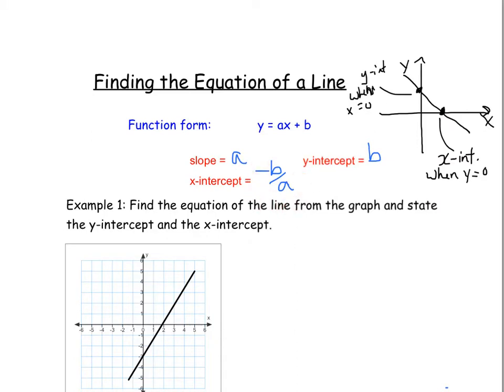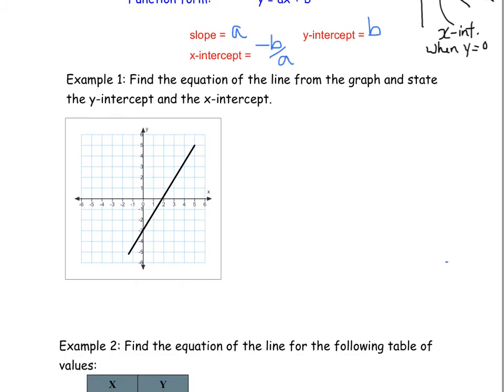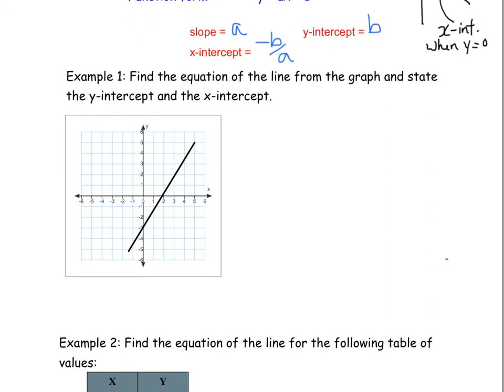So let's apply this in our first example. In example 1, find the equation of the line given here in this diagram and state the x-intercept and the y-intercept. First thing you should do is, well, we see it's a straight line, so we're going to write the general equation of the line, y equals ax plus b. Now we need to replace the a and the b with a number. The a is the slope, the b is the y-intercept.